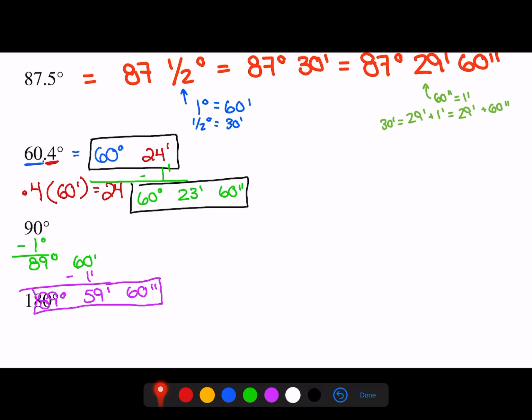So it's kind of hard to see right here. I'll bring it out over here, 180 degrees. Go ahead and pause the video if you'd like. Try this one on your own, and then we'll get right back into it.